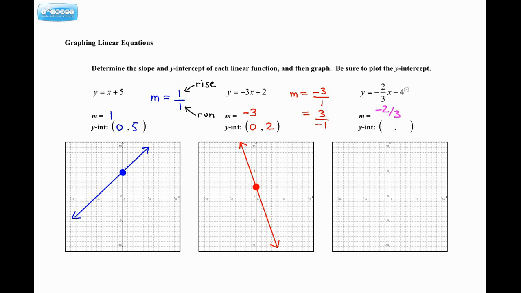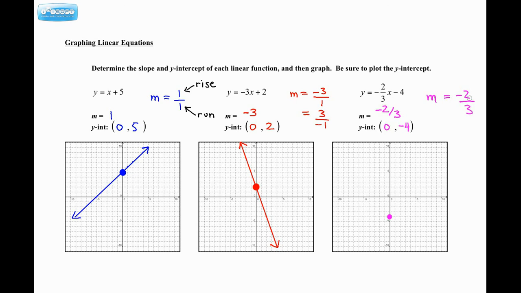So that's my slope. And here my y-intercept is, careful, it's not 4, it's negative 4. So the coordinate is, again, x is always 0, y is negative 4. Okay? So I think we can plot it. So that would go right there. It's a little bit thin. That's better. Okay, so my slope I've written as negative 2 over 3.